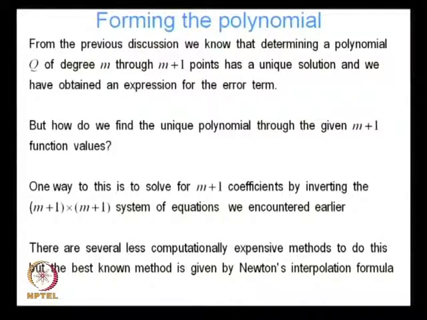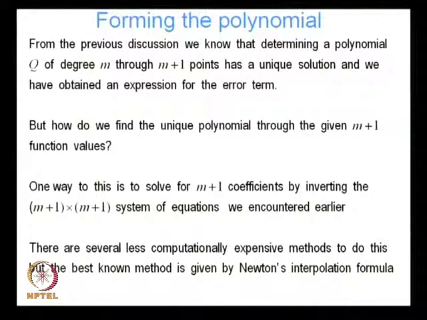We found out how to find the coefficients. We said that if you know m plus 1 points, you can always fit an mth order polynomial through these points by solving a system of equations of size m plus 1 by m plus 1, right. If you solve that system of equations, you can find the m plus 1 coefficients, and if you can find the m plus 1 coefficients, you have your polynomial.